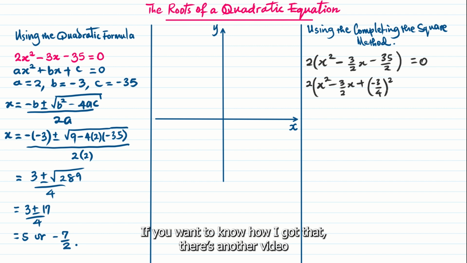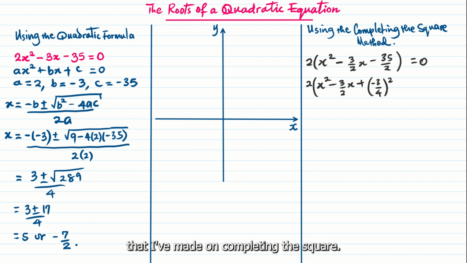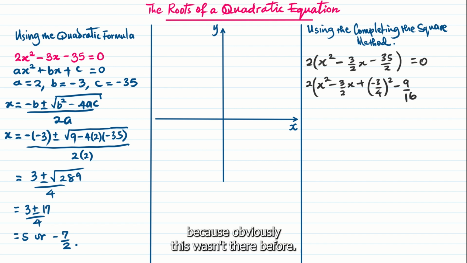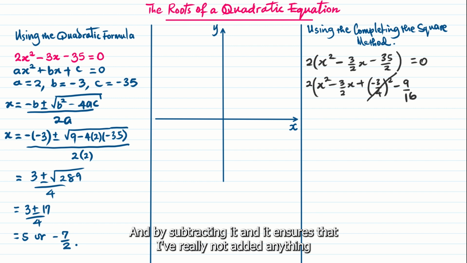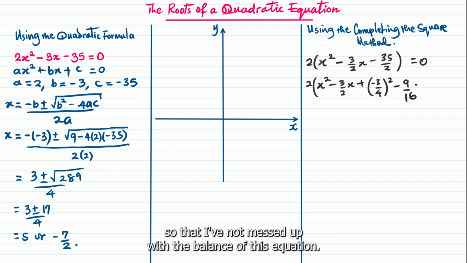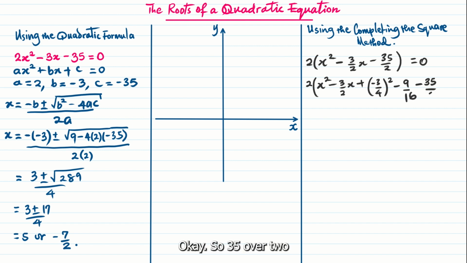If you want to know how I got that, it's in another video that I've made on completing the square. Please go on and watch it now. You will find the link up there. So I'm going to subtract 9 over 16 because obviously this wasn't there before; I just brought it out. By subtracting it, I ensure that I've not messed up the balance of this equation. Then minus 35 over 2, close the brackets, equals 0.